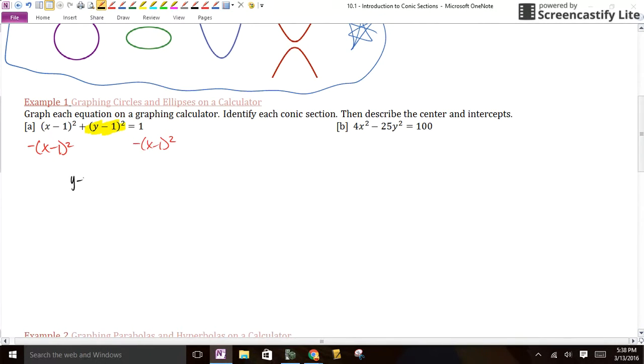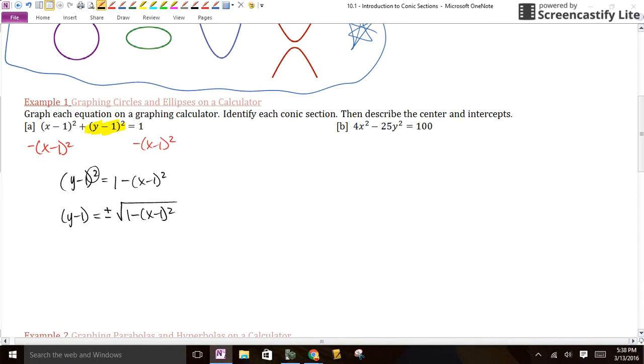So I'm going to move that over, and what am I left with? I'm left with y minus 1 squared on this side equals 1 minus x minus 1 squared on the other side. And then how do we get rid of a square? Oh, that's right, we square root it. That's the undoing of that function. So y minus 1, now square rooted, is equal to the square root of 1 minus x minus 1 squared. Oh wait, when you square root, you have to do plus or minus. That's right, plus or minus.